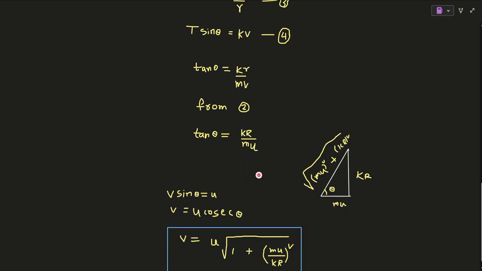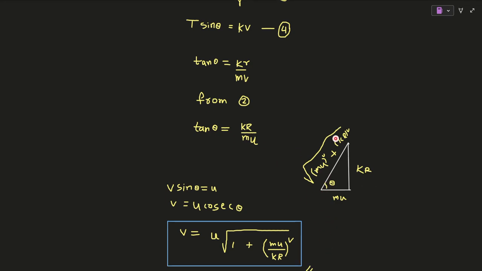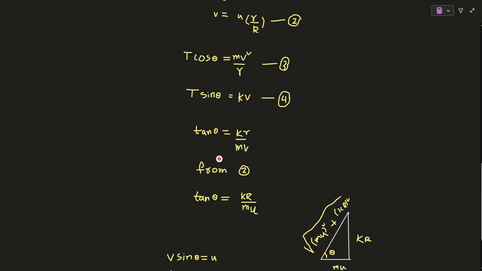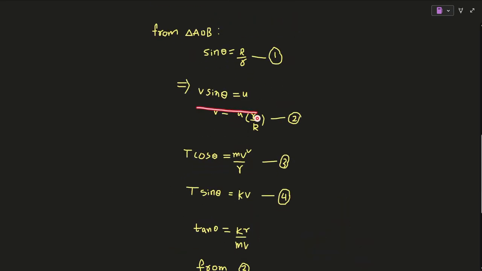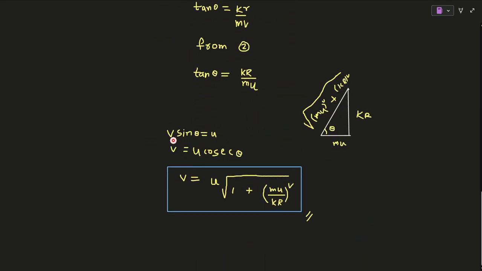So we construct a right angle triangle here, where tan theta equals kR upon mu, and this is the hypotenuse. From this, we substitute the value of sin theta here. So we get the value of capital V, the speed after steady motion: V equals u times the square root of 1 plus (mu upon kR) whole squared.